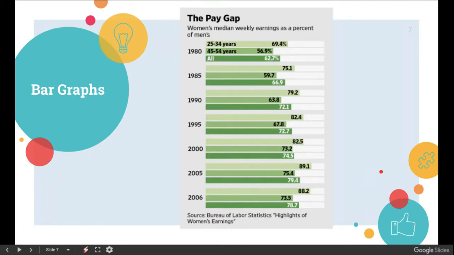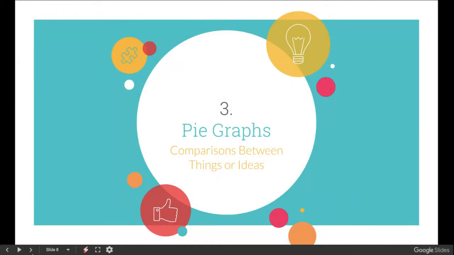But you might also notice that from top to bottom, there is a trend until we get to 2005, 2006, but that's only 1 year difference, right? As opposed to these, which are 5-year differences. So you can see that there is a trend that the percentage of women's pay compared to men is getting better over time. Okay, the next type of graph we're going to talk about is pie graphs.